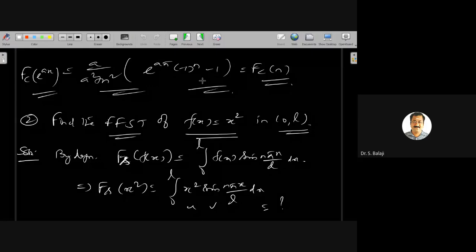This is the Fourier cosine transform of f of x equal to e power ax. In the same way, can you give the answer for this one here?